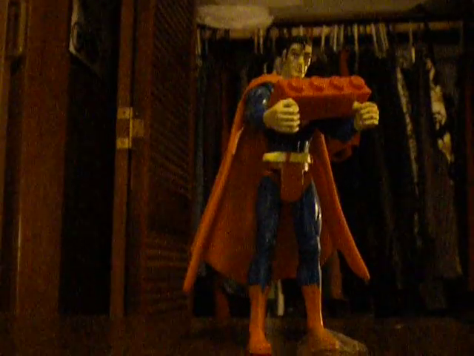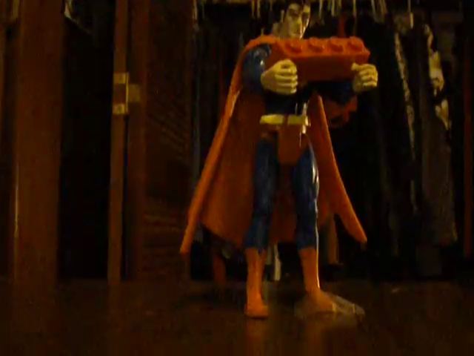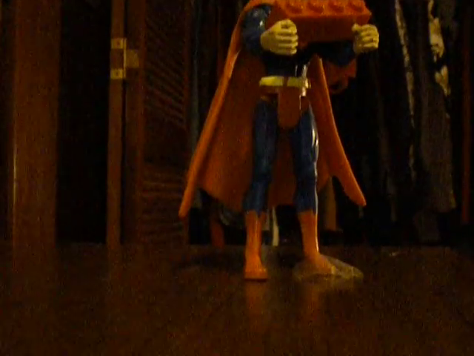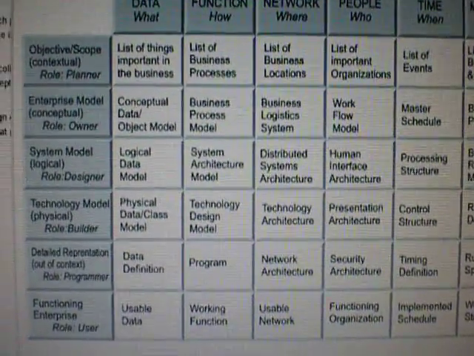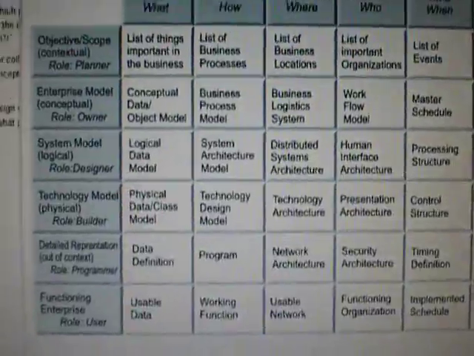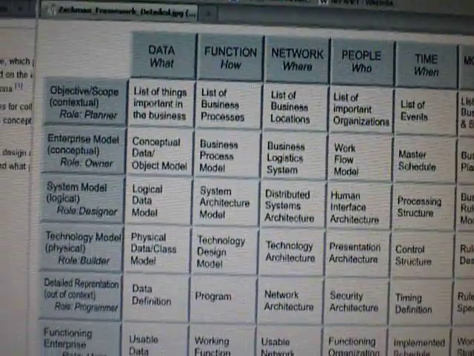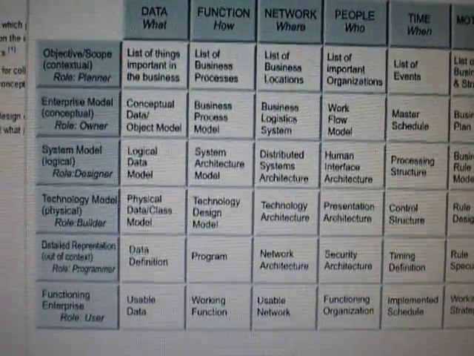Representation of the Zachman framework is Superman, because it will help him divide what he needs to have done. Our business processes are represented by different colored Legos. When put together, the framework will be able to dictate the objective scope, and a list of things important to the business, list of the business processes.